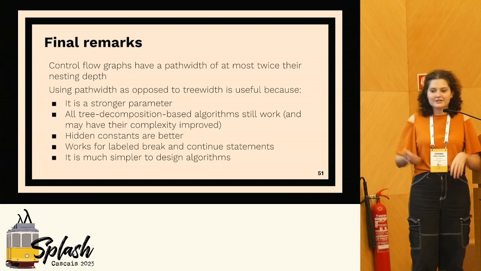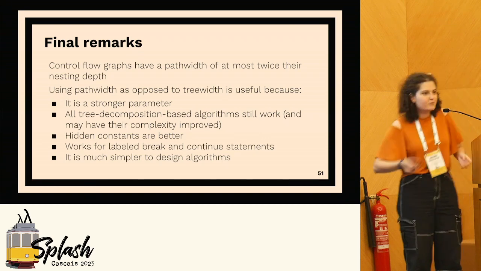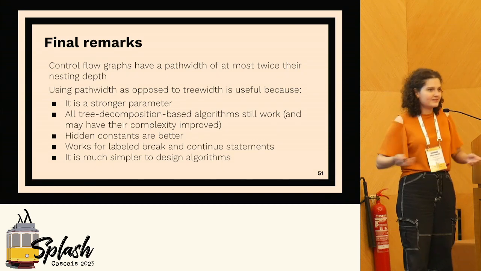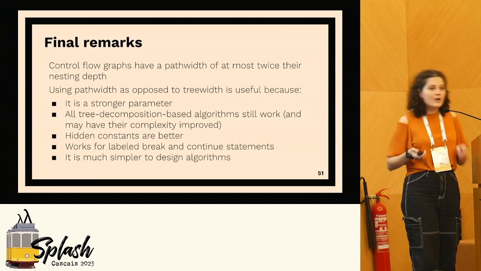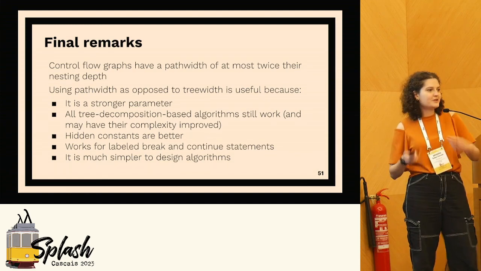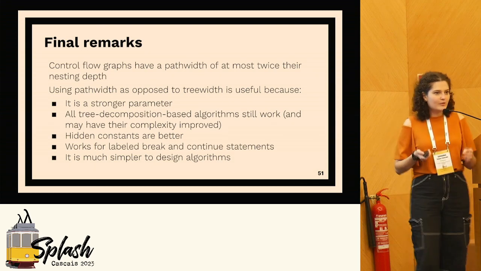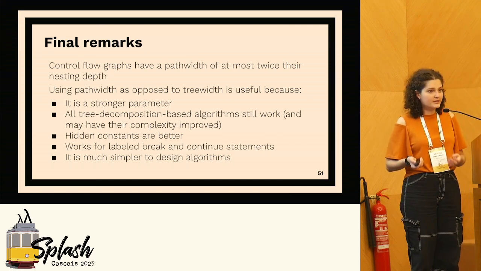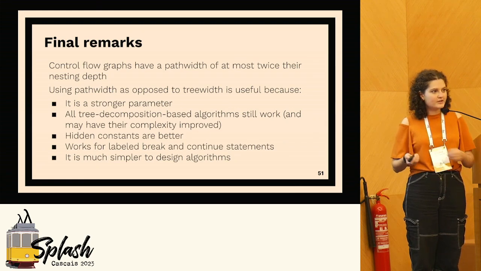Okay, so going to the final remarks. What's the point of this paper? Control flow graphs have a pathwidth of at most twice their nesting depth. This is the paper. And why should you care about this? If you have either heard about treewidth or not, why do you care about that? Well, first of all, we like using pathwidth because it's a stronger parameter. It's always nice to have stronger bounds for things.